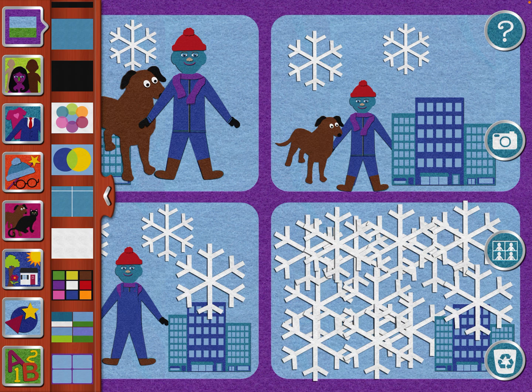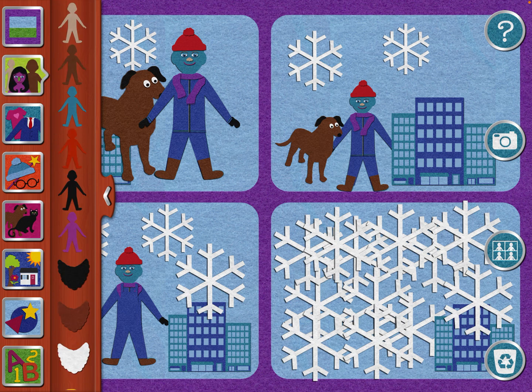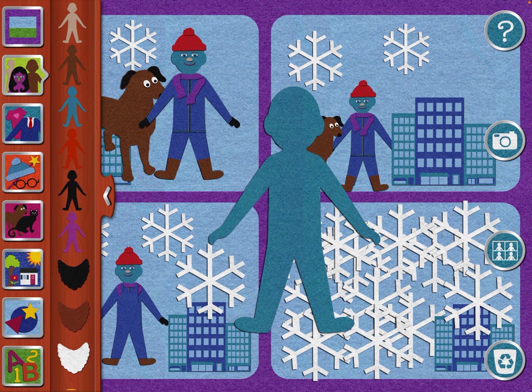So the first step is to go to the category with the people. And to me, it doesn't matter which one of these that you add. The biggest thing to remember is that when you add the person, you keep them the size that they appear on the screen to start. We have to get this boy dressed and ready to be outside in the snow.